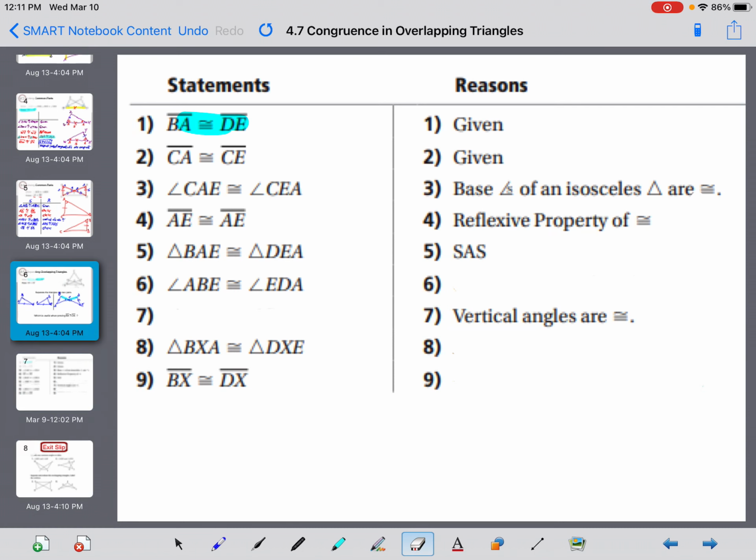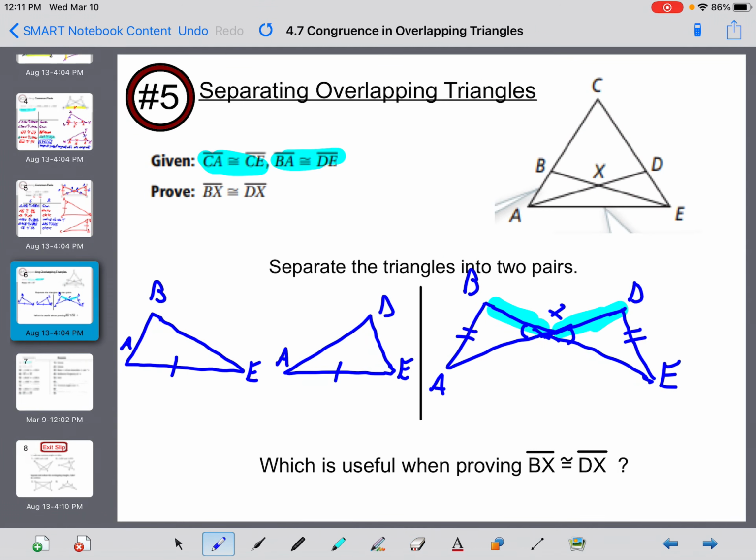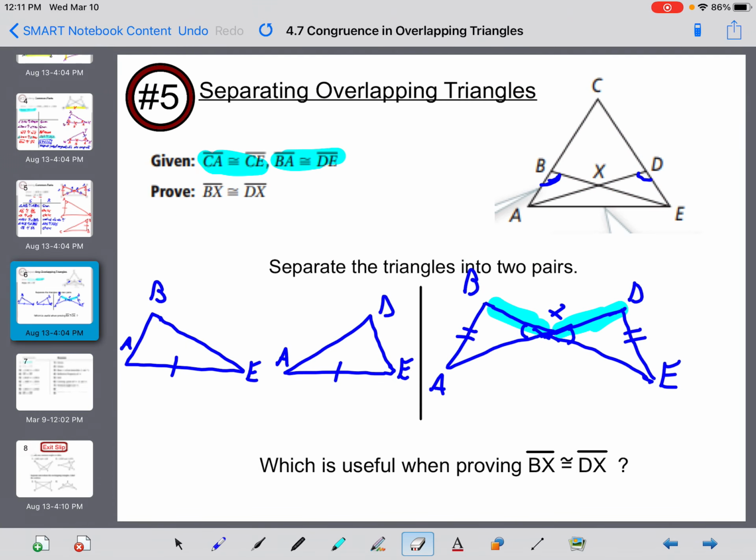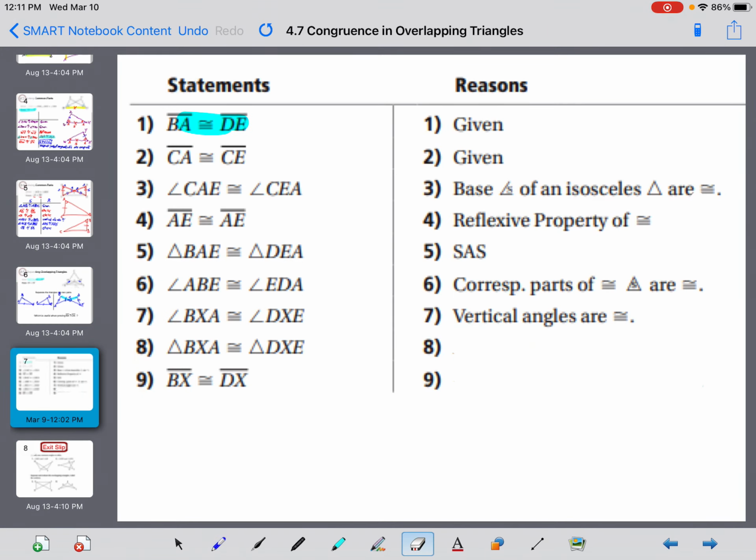Then we could say angle ABE and angle EDA. Well, here's ABE, here's EDA, and we could say that they're congruent because corresponding parts of congruent triangles are congruent. Your vertical angle is your bow tie, which we pointed out before is right here and here, which is BXA and DXE, excuse me. And we could prove that the second set of triangles is congruent by angle, angle, side. Therefore, your last statement, BX is congruent to DX by CPCTC.